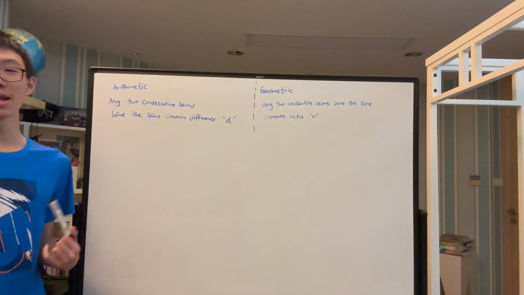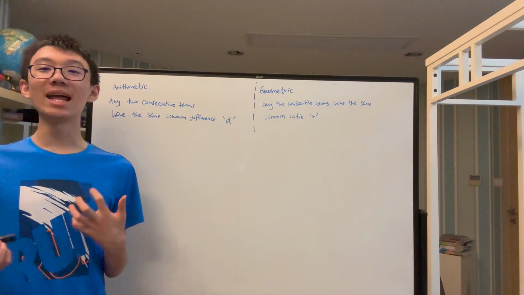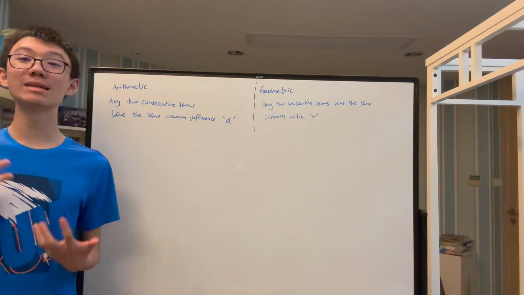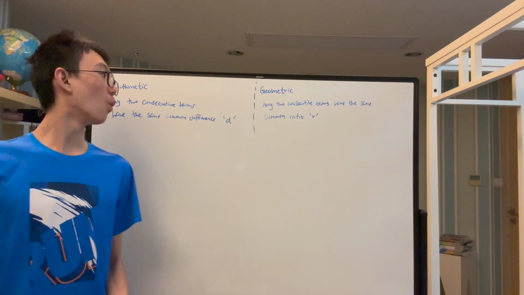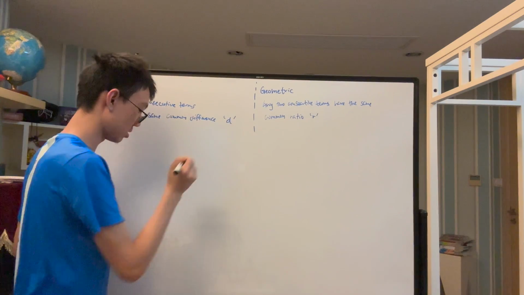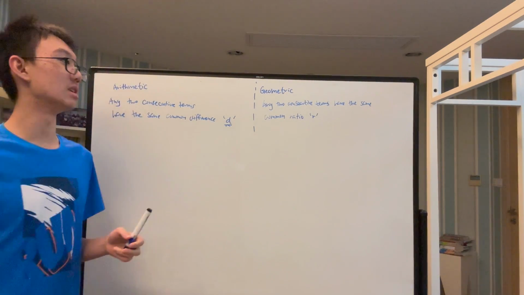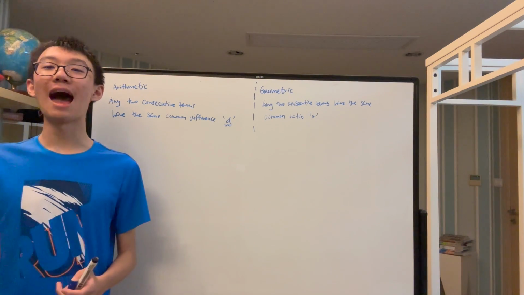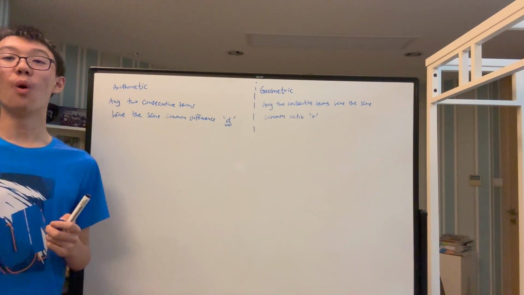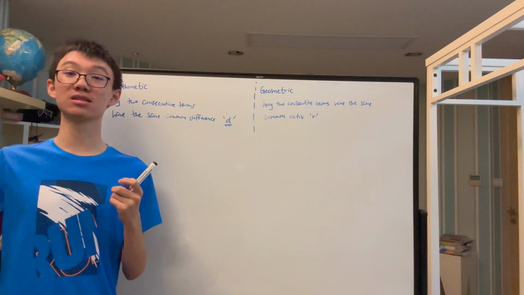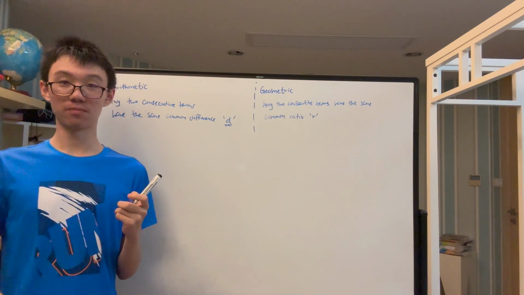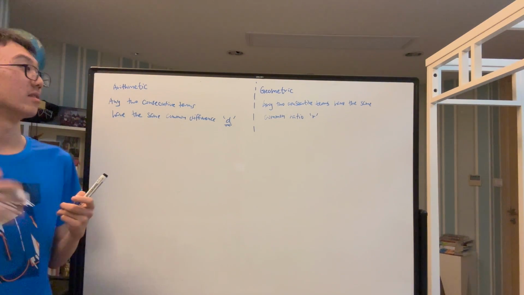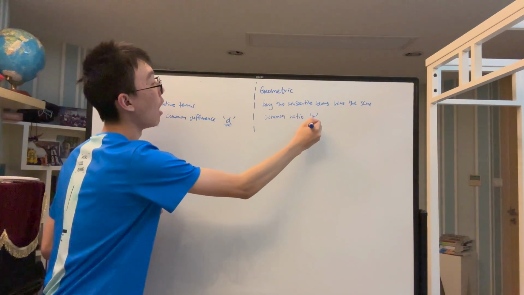Well, an arithmetic sequence is a sequence where any two consecutive terms always have the same difference, which we denote as D. A geometric sequence is a sequence where any two consecutive terms have the same ratio, or when we divide the next term by this term, we always get the same number, which we call R.